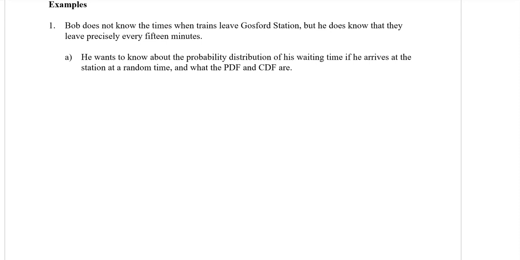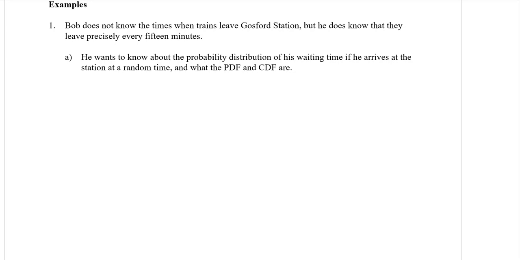Here we go, Question 1. Bob does not know the times when the trains leave Gosford Station, but he does know that they leave precisely every 15 minutes. He wants to know the probability distribution of his waiting time if he arrives at the station at a random time, and what the PDF and the CDF are. They're the two different types of functions.